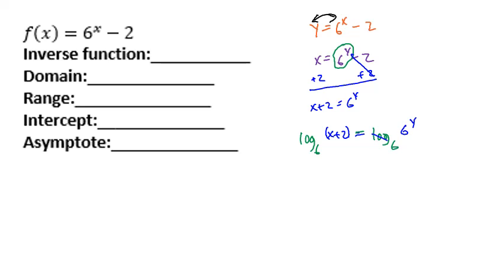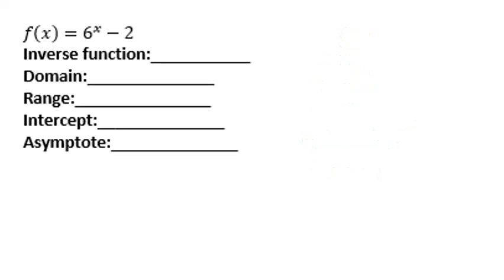So remember, the log base 6 and the base of 6 are going to cancel each other out. Now we're just left with y. On the left side, we have log base 6 of x plus 2. So this is our inverse function. Our inverse function can be rewritten as f inverse of x equals log base 6 of x plus 2.